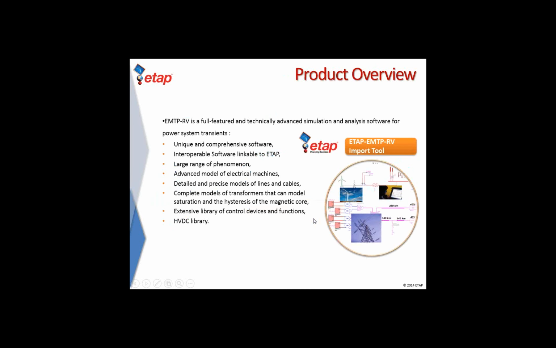So here is a quick overview of the software. EMTP is a little bit like ETAP, but for fast transient analysis. It's a full-featured, all-in-one software that can run all these fast transient analyses. It's quite open, and you can connect the software with other third-party software like ETAP. It can simulate a large range of phenomena, and as I said, detailed models of machines, lines, cables, transformers, and so on.